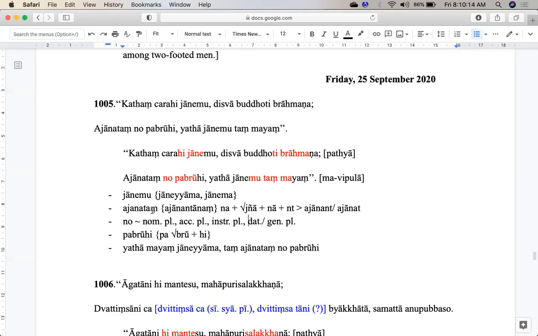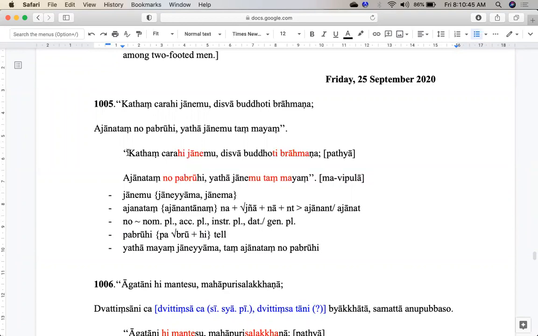And the ba-bru-hi, the previous root is bru. So it is optative, imperative mood, second person singular, ba-bru-hi. So tell, to tell. Okay, so now we can roughly analyze the meaning.